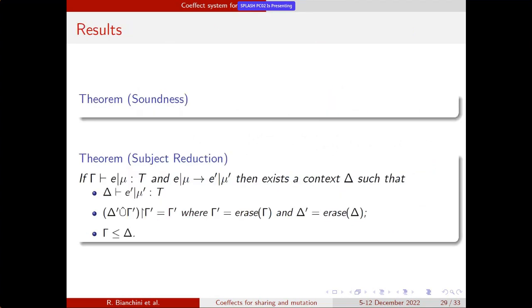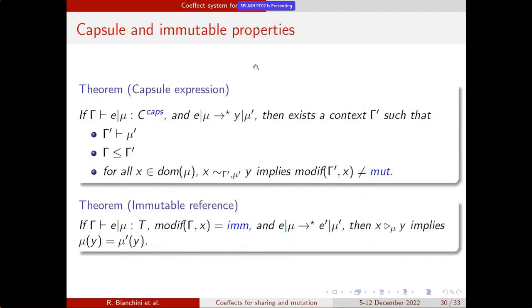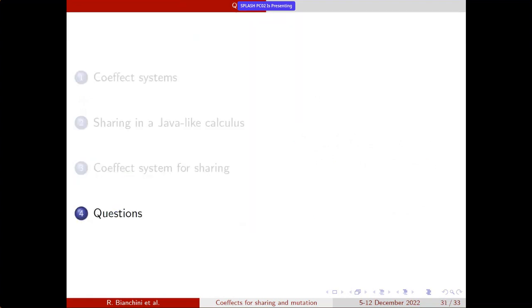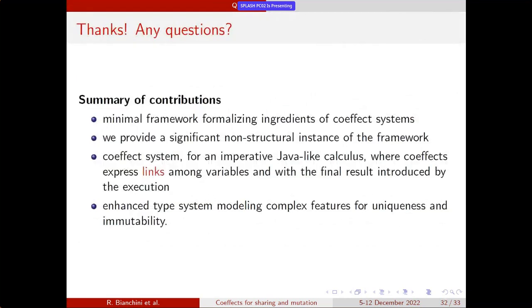So we have, yes, I'm on time. We have a few results that I'm just going to show. So we have a soundness for our work, where the only relevant part was the subject reduction. And then we have a property for capsule expressions, so that they stay encapsulated, and for immutable references, so that if a variable is immutable, then its reachable graph will not change. And so I'm open for questions.